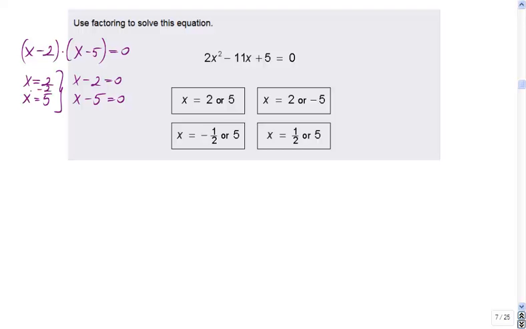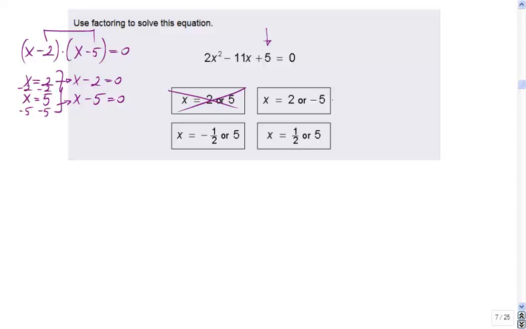Well, from here you take away 2 from both sides, and on the second one you take 5 away from both sides, and that's how you get x minus 2 equals 0, x minus 5 equals 0. And this should be the factors of my trinomial. But if you check just the product of the last two terms, negative 2 times negative 5 is negative 10, but it has to be positive 5, which tells me this is not a good thing.